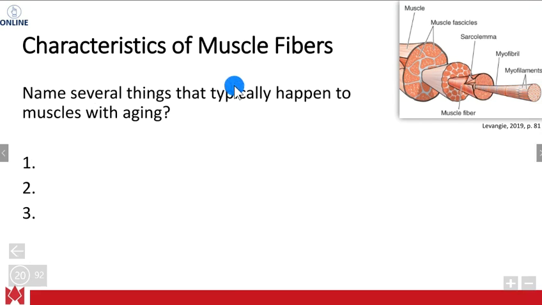So what typically happens to muscle fibers with aging? Thinking about that, what happens to our muscle fibers with aging? We know that our muscle fiber amount is generally fixed once we're in adulthood, but there are a few different things that happen, as you can imagine. One is they decrease in size. So with that, what do we call a decrease in muscle size? We call that atrophy, and there are some other terms for a decrease in muscle fiber size.